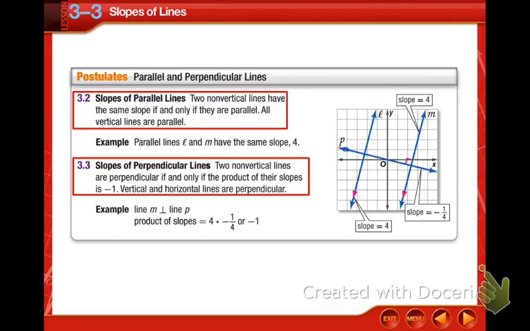Slopes of parallel lines and slopes of perpendicular lines. Slopes of parallel lines, they're congruent. They're equal to each other. And slopes of perpendicular lines are the opposite reciprocal. So if, for example, the slope of one of them is 4, then our new slope is -1 over 4.